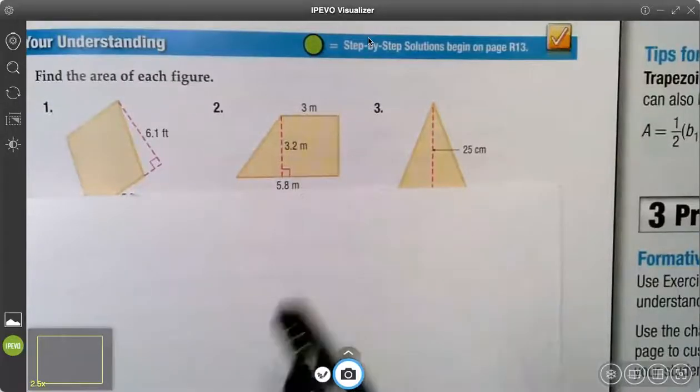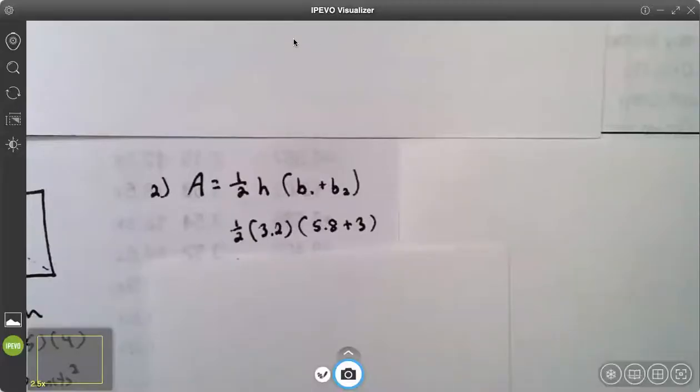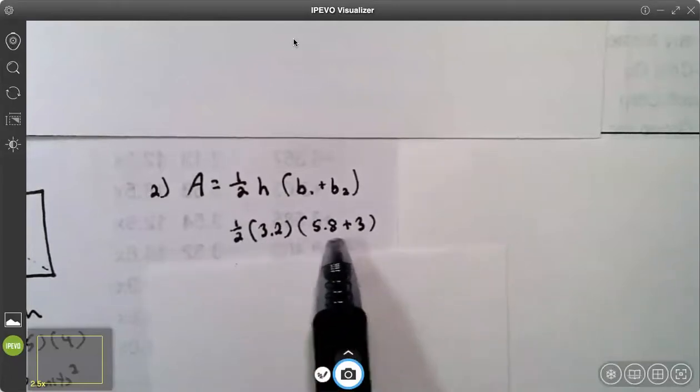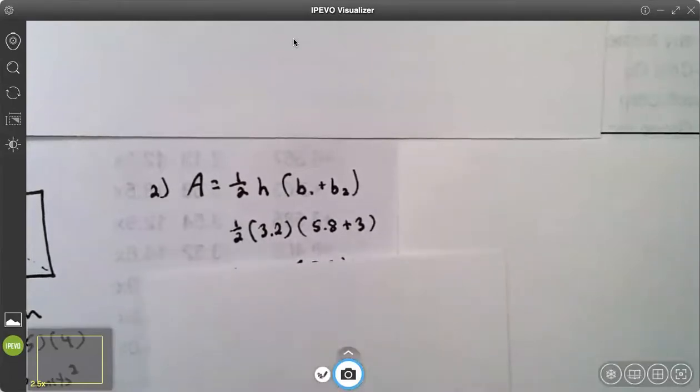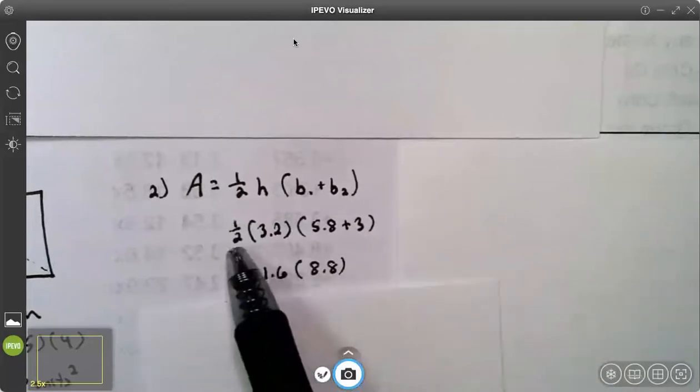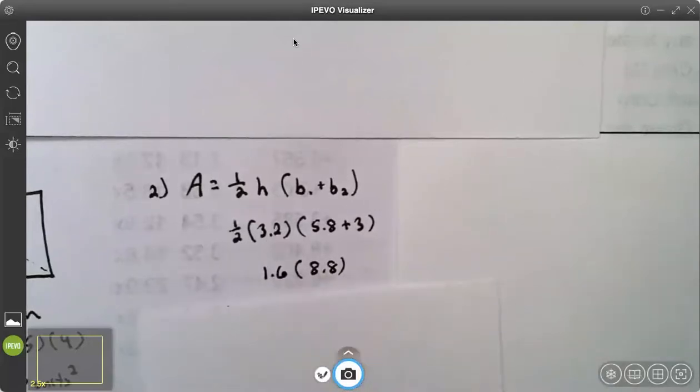Let's try number 2. Find the area of that trapezoid number 2. It gave me the height of 3.2. It gave me the bases of 5.8 and 3. Add your bases together, you get 8.8. I could go ahead and say half of 3.2 is 1.6. And then multiply those together and get your answer, which is 14.08 square meters.